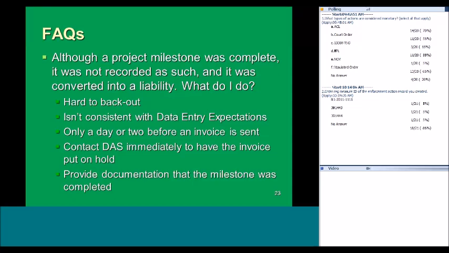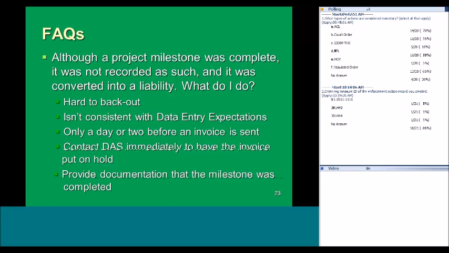So you need to contact the AS immediately to have the invoice put on hold, and then provide documentation that the milestone was actually completed. And then we can work with also updating the CIWQS screen to reflect that it was actually done, and to cancel the liability as well. So as soon as you know that it has happened, contact the AS to put that invoice on hold. But again, hopefully with all the emails that are sent relating to this conversion, it won't happen, but that's what you do if it does happen.